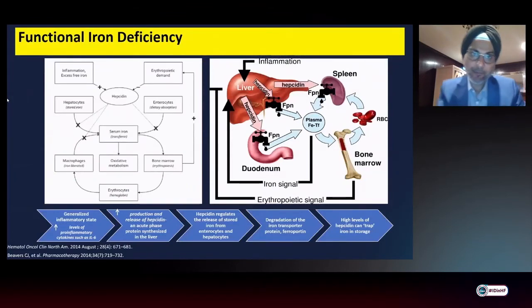This is a slide in more detail on functional iron deficiency, and it's important to recognize the mechanism behind it, because that obviously has an impact on how we replete iron stores and some of the shortcomings in some of the previous trials as well. In functional iron deficiency, the mechanism is a generalized inflammatory state in heart failure with increased levels of pro-inflammatory cytokines such as interleukins and TNF-alpha, which results in increased production of hepcidin from the liver, which is an acute phase protein.